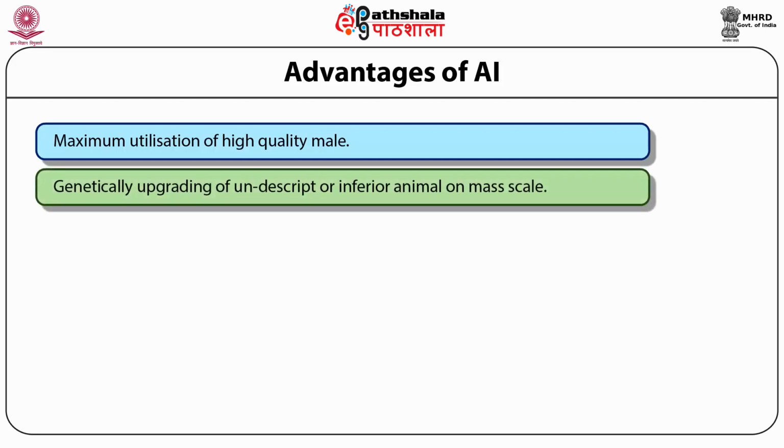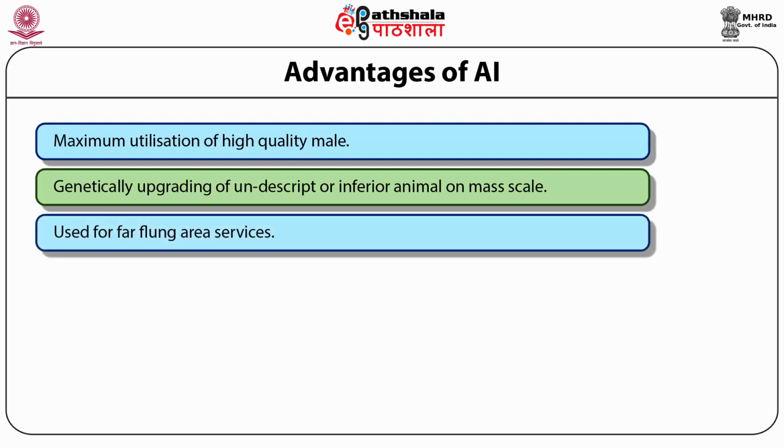Genetically upgrading of inferior animals can be done on a mass scale by use of artificial insemination. It has been reported that when AI is performed from a superior bull on a mass scale for 6 consecutive generations, it will lead to conversion of a whole bunch of inferior animals to the same genetic composition of the male, up to 90%. The third important advantage is that the semen of a bull from one area can be used in a very far area.